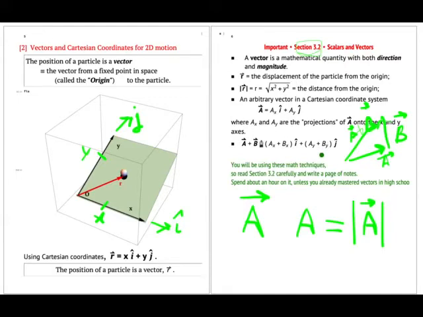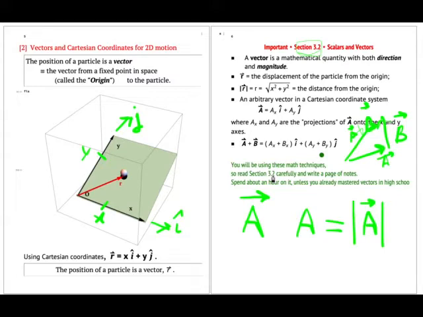Well, anyway, you'll be using these math techniques throughout the semester. So read section 3.2 carefully. You should have your notebook with you when you're reading the textbook, and you should be taking notes. Make about a page of notes for each chapter. So spend about an hour on section 3.2.